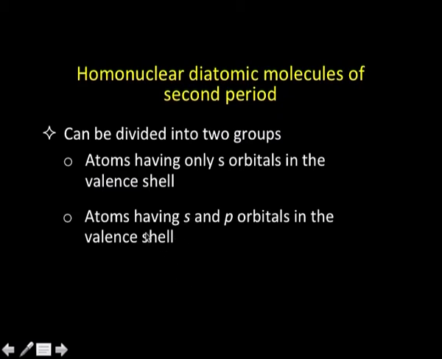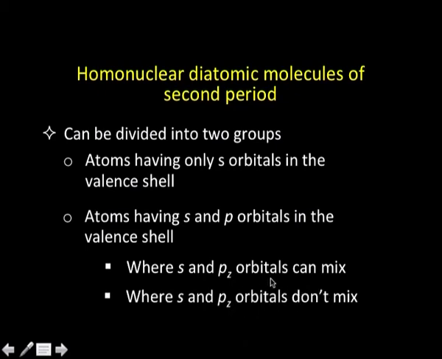When you talk about the atoms having s and p orbitals in their valence shell, there are further possibilities. We may have a situation where s and pz orbitals can undergo some kind of mixing, and another possibility is when the two do not mix. We will talk about these detailed things in the next session, but for now let us take up the first part of it. That is, we talk about the molecular orbital theory of the diatomic molecules of the second period, wherein the atoms only have s orbitals in their valence shell.